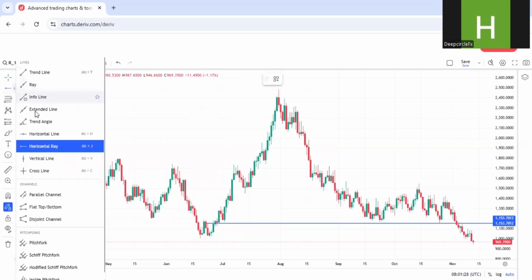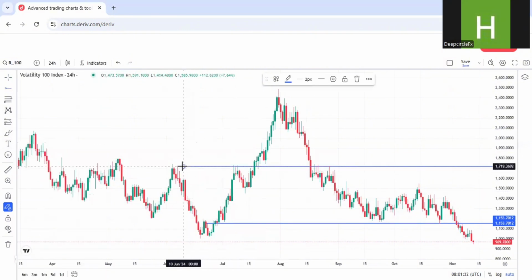So I'm going to put another horizontal line here. We have another horizontal line here. So you can also see that the market was going up, right? Then it turned around this area. Then the market started to go up and reach this zone.